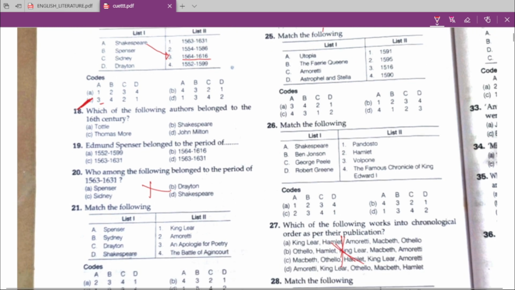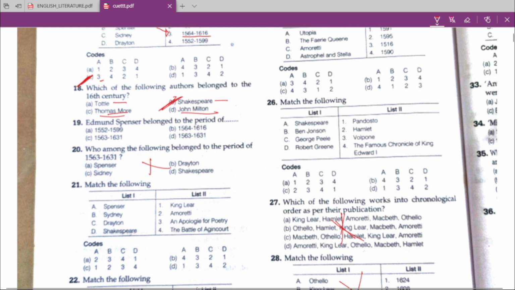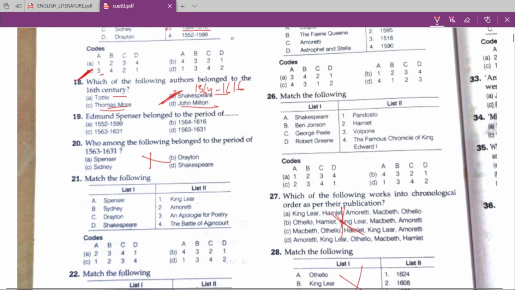Moving on to question number 18. Which of the following authors belong to the 16th century? Tottel, Thomas More, Shakespeare, John Milton. So it was Shakespeare. Shakespeare belonged to the 16th century because he was born in 1564 and died in 1616. Okay.